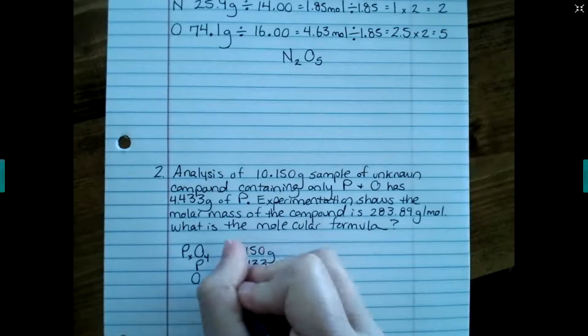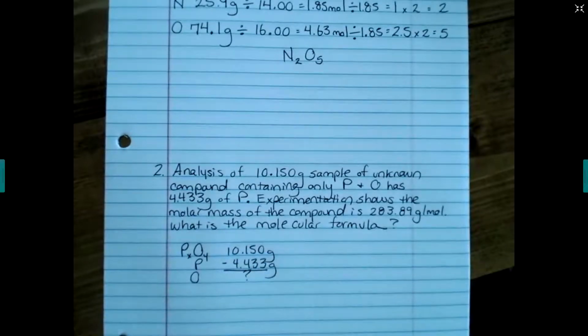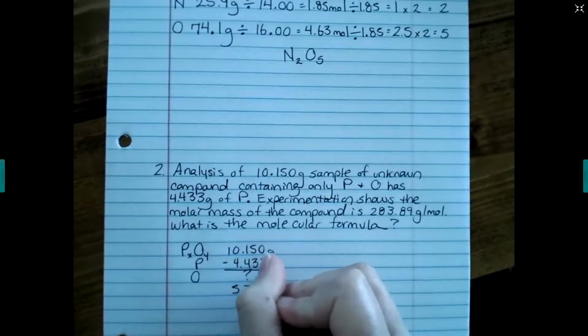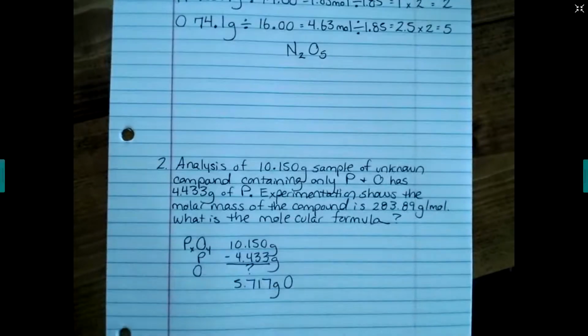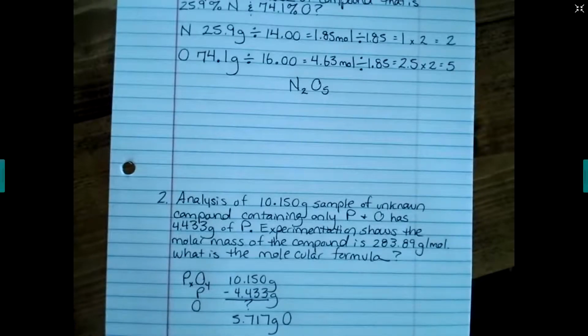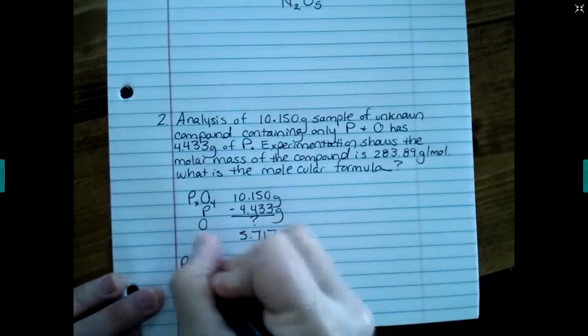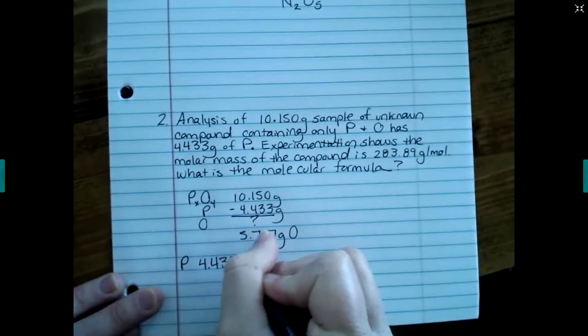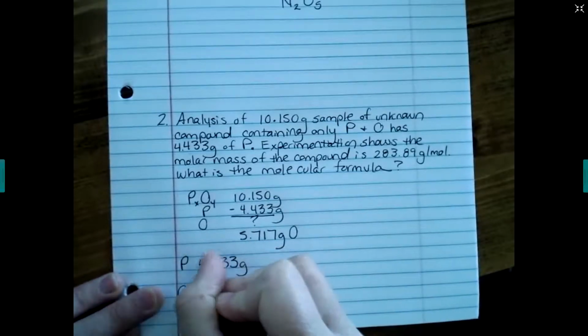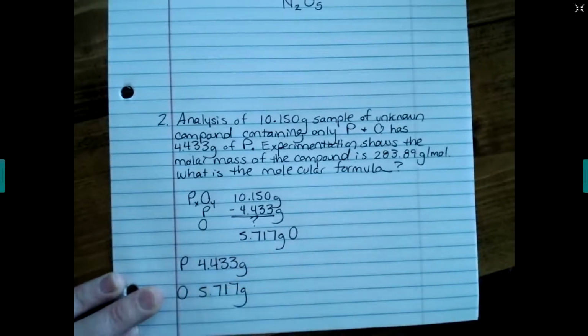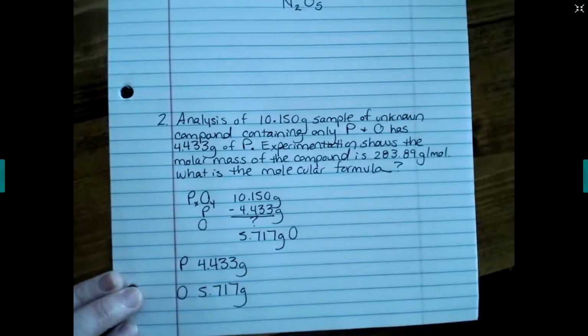So we're just going to subtract those two numbers, 10.15 minus 4.433, and we get 5.717 grams of oxygen. So now we're kind of at the beginning of our empirical formula problem, like we did up top. You have the grams of phosphorus and the grams of oxygen. I'm going to list those out here. 4.433 grams of phosphorus, 5.717 grams of oxygen.